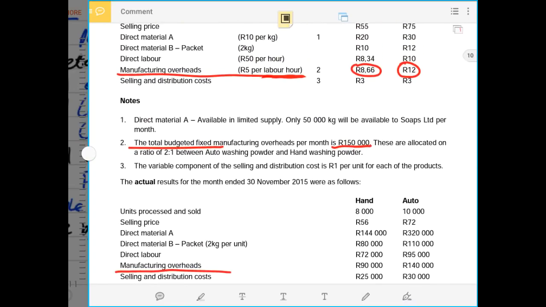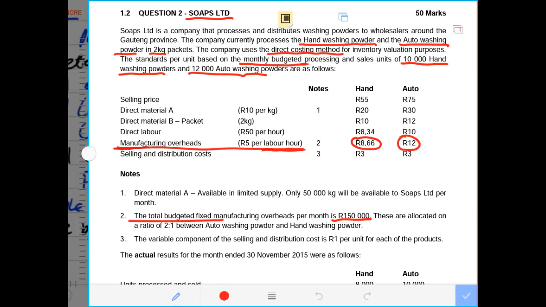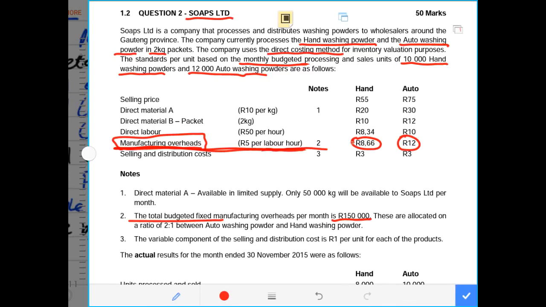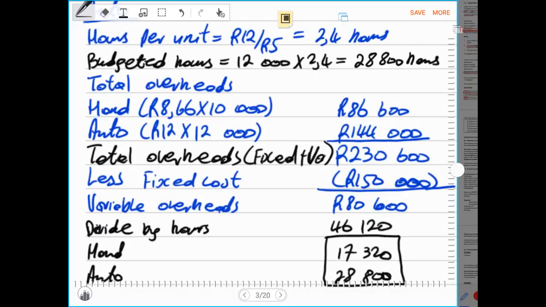The reason why I'm saying these are combined in there is because our manufacturing overheads, in this case, they did not say they are fixed or variable, meaning this amount combined both fixed and variable. So that's why when we multiply this by an amount of 10,000, we got the total overheads. And when we multiply this by 12,000, we got the total manufacturing overheads. Then after we deducted the portion that is fixed, because they said 150,000 is fixed. So whatever is the remainder, which is the 80,600, is the variable portion.